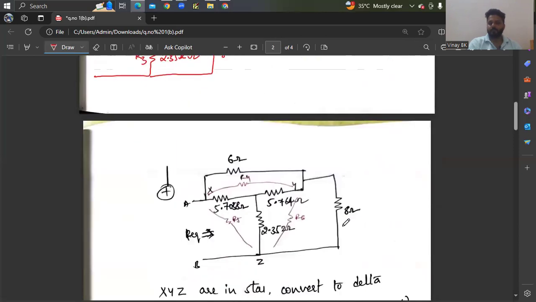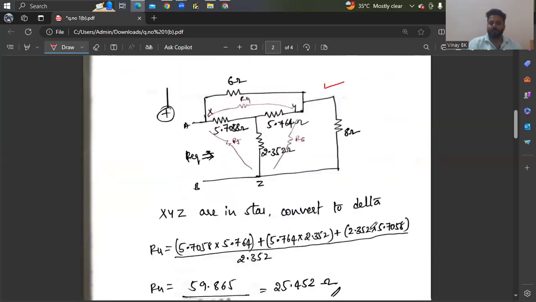Once after that, I am marking the nodes as X, Y, Z. These three are in star; convert that into delta. So now 5.7058 ohm, 5.764 ohm and 2.352 ohm are in star. Convert that into delta. Therefore, you can get the values of R4, R5 and R6.